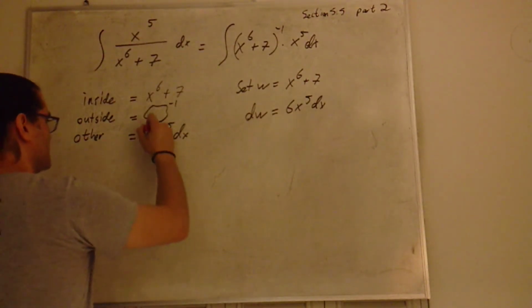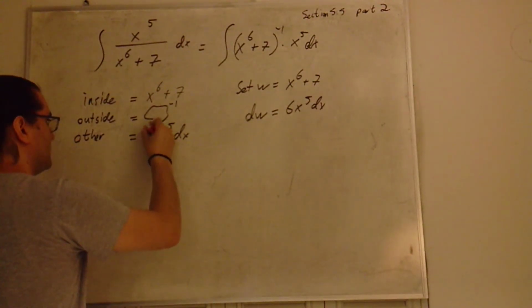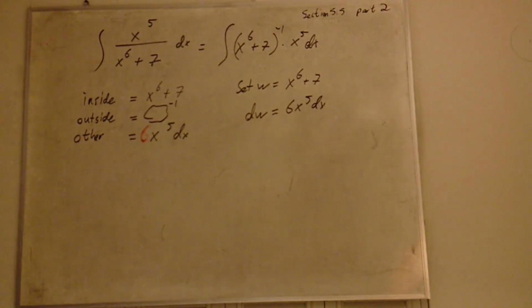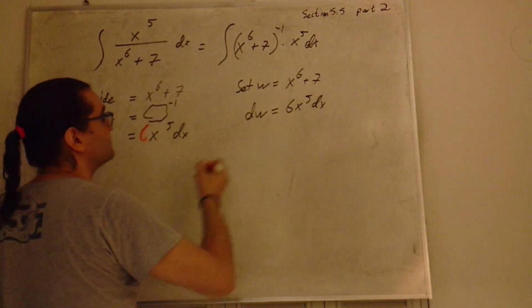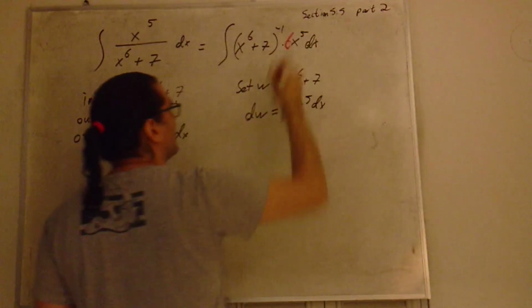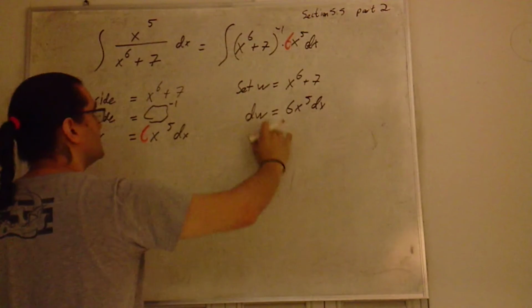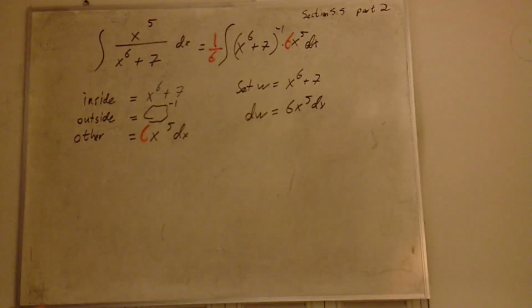I can just toss a 6 on here, no problem. Assuming my marker works, it won't be a problem. There's a nice big red 6. Let me see if my other red marker is a little better. 6. So I'm putting the 6 in there so that these guys match. To keep things balanced, I have to put a 1/6 outside. Now they match and everything's balanced, and I can move to the next step.